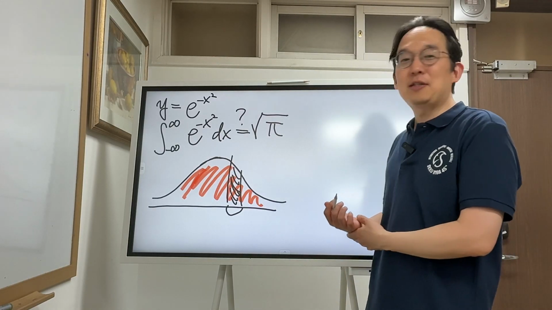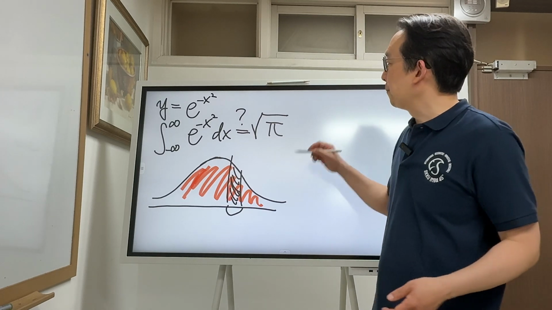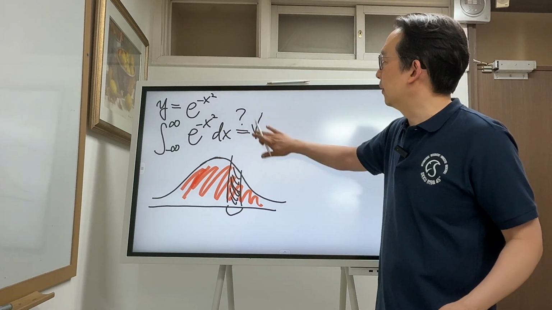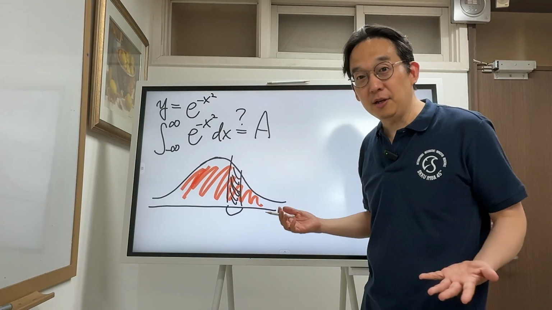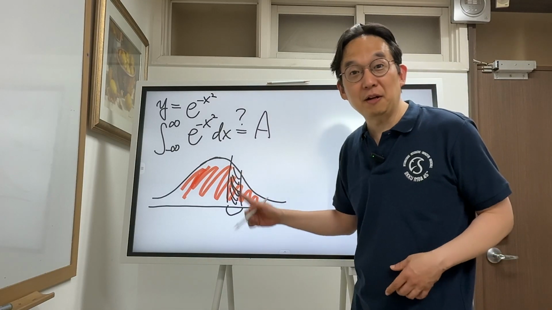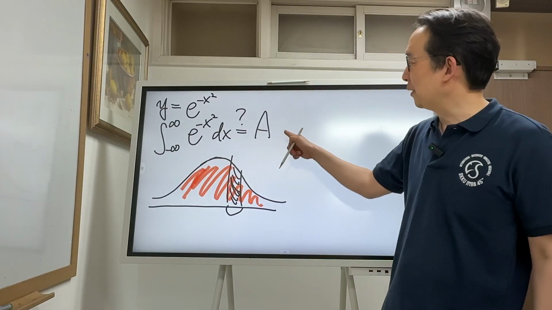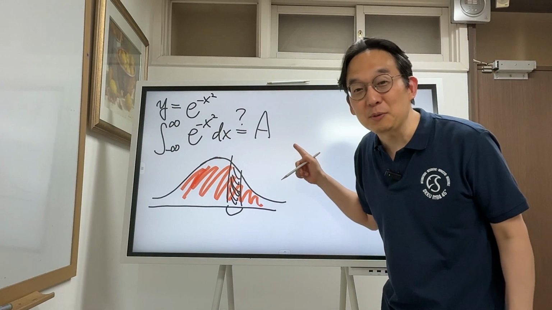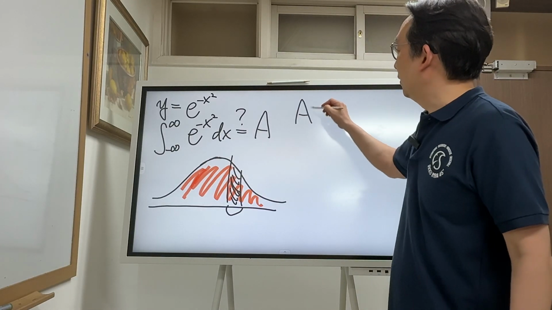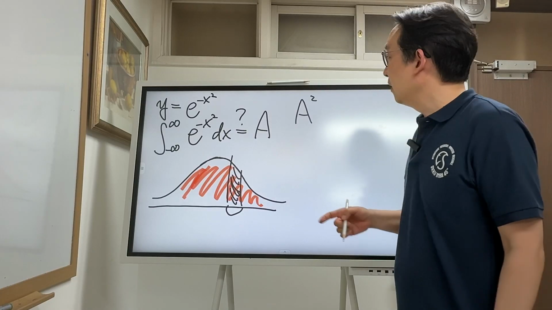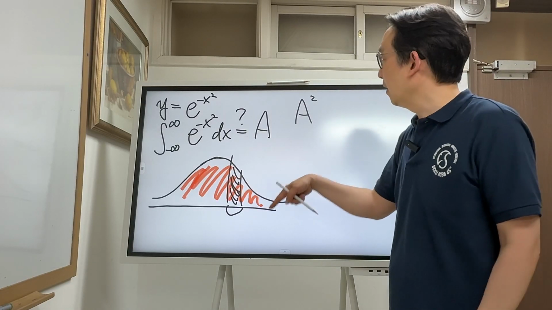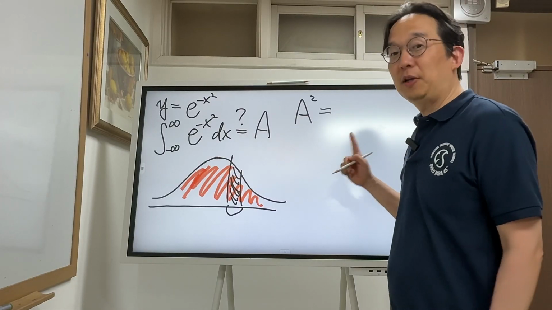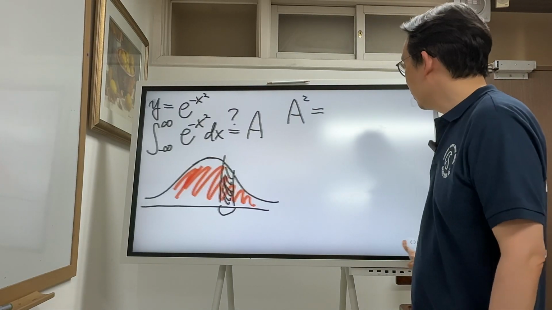How does that work? Here they did it this way. Let's call this A because it's the area. Then we consider A squared, and we are going to take the square root of the result later on. What happens over here? It's going to be very interesting.